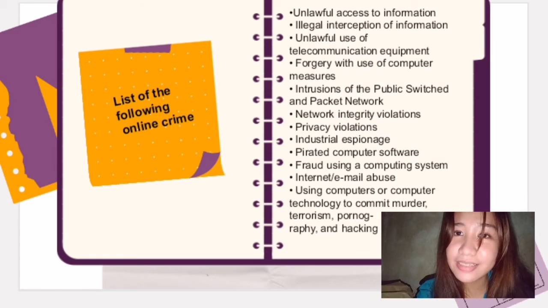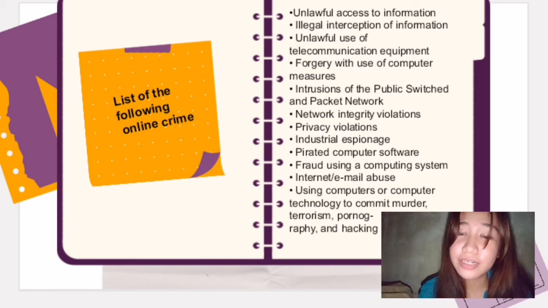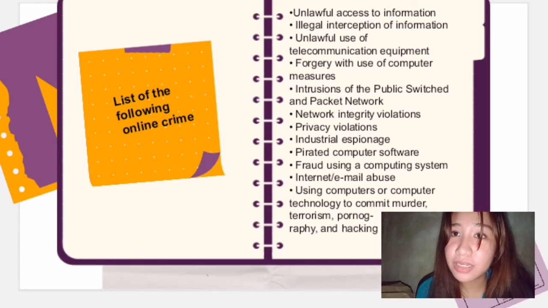So next is intrusions of the public switch and packet network. A network intrusion refers to any unauthorized activity on a digital network. Network intrusions often involve stealing valuable network resources and almost always jeopardize the security of networks and further data. So the next is network integrity violation. An integrity violation can occur when an attacker attempts to change sensitive data without proper authorization. An example of an integrity violation is when an attacker obtains permission to write to sensitive data and then changes or deletes it.